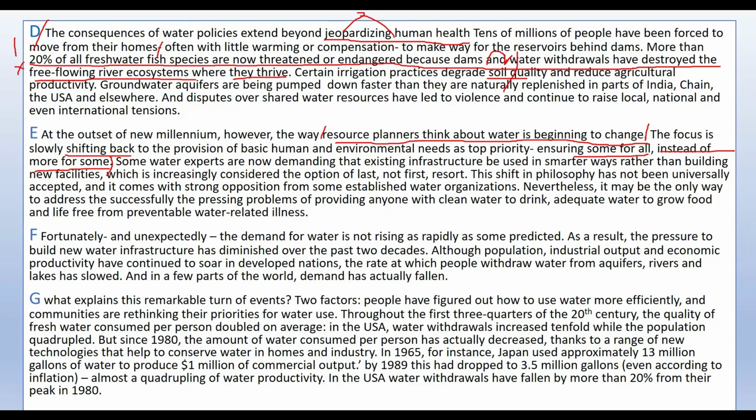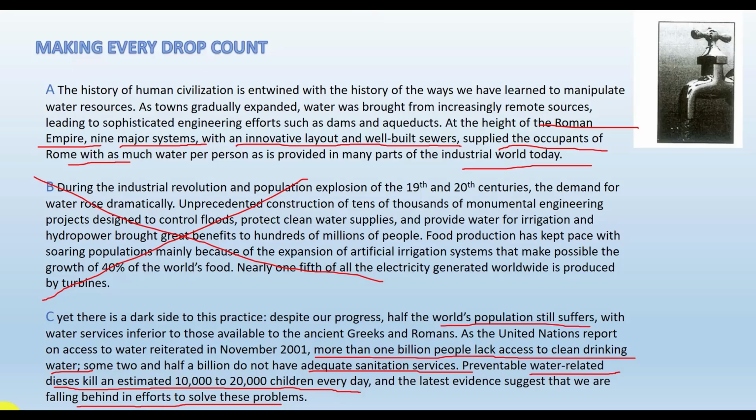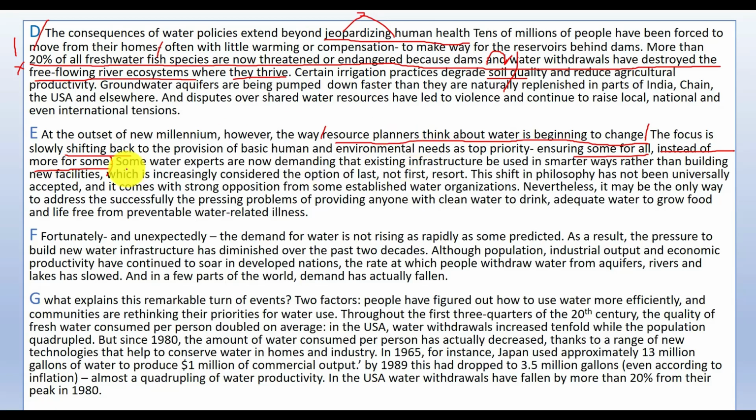Now let's go back to our options. Okay, scientists call for a revision of policy. That's the answer. That's the answer for paragraph E, and that was easy to find because it was in just around 3 or 4 sentences, and it was at the start of paragraph E.